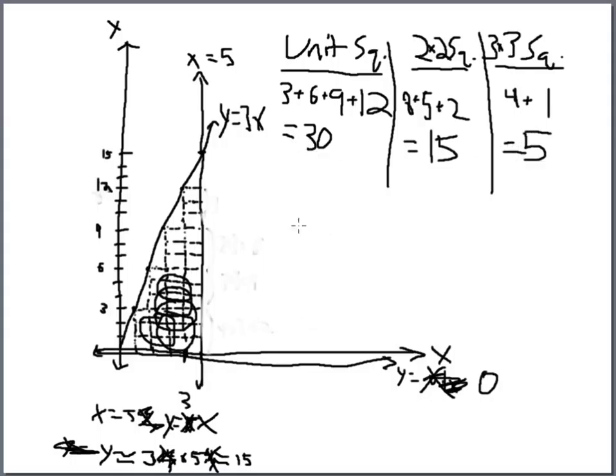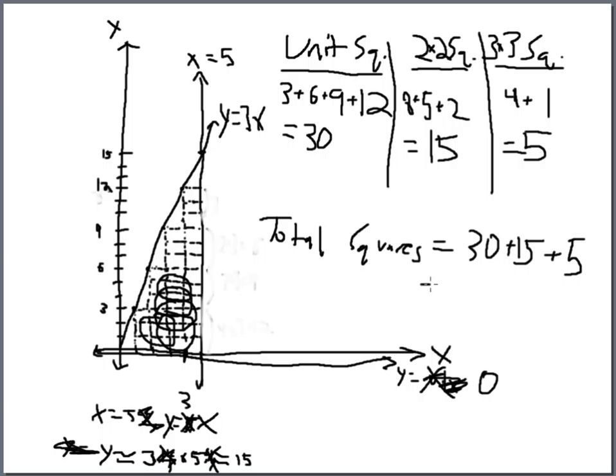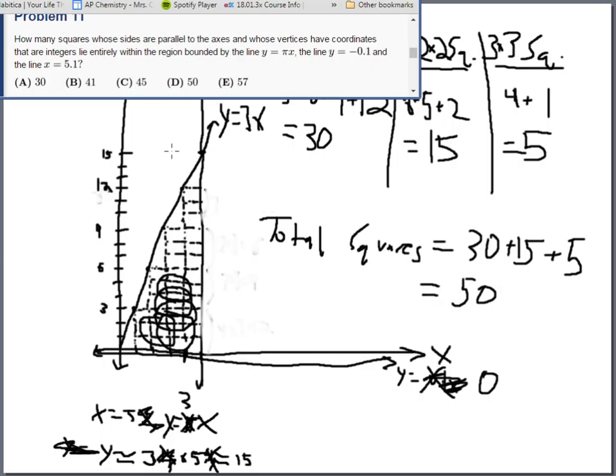So overall our total number of squares is equal to 30 plus 15 plus 5, which is equal to 50. And for problem 11, 2016 AMC 12B, your answer is D.